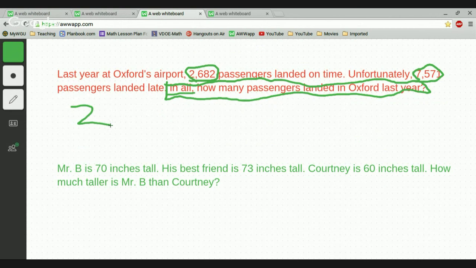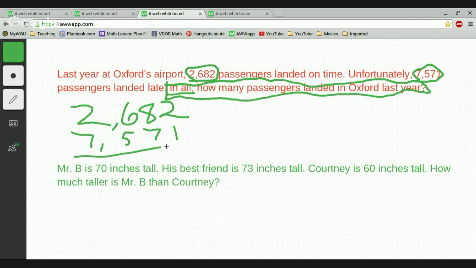And my two numbers, 2,682 and 7,571. If I were to add that up, that would be an addition problem. I'm not actually going to add it up because we're just focusing on the word problems. So let's go to my second problem.